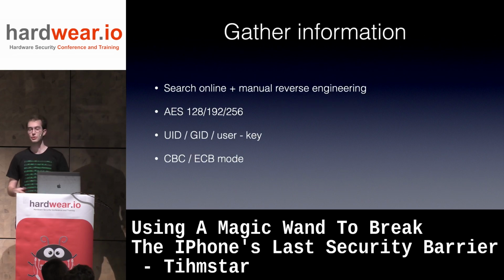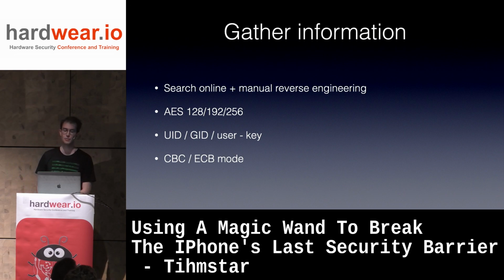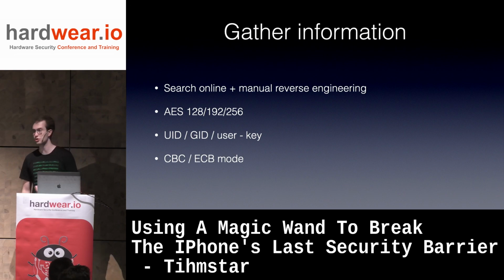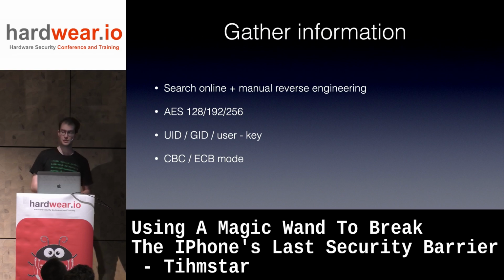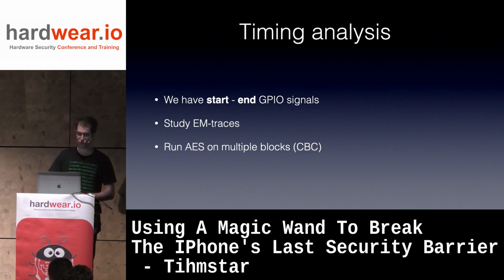So for the analysis, what do you do first? Well, you gather information. You search online, do manual reverse engineering of the bootloader. Luckily for that device, a lot of public work has been done already. So from that, we know we have an AES engine which supports AES 128, 192, and 256-bit. We have the UID key, the GID key, and we can supply custom user keys. We can use it in CBC mode and in ECB mode. Okay, so far so good.